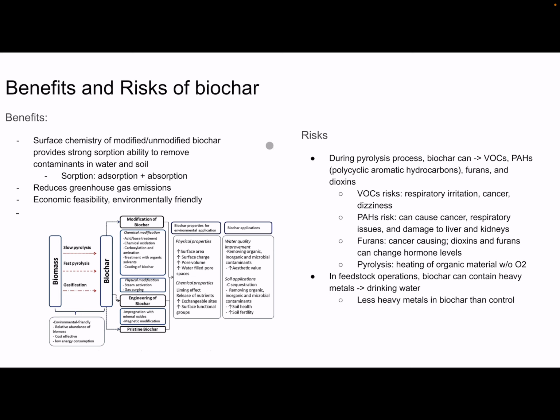This slide talks about the benefits and the risks of biochar. So the benefits are that it's pretty environmentally friendly, as we all know. It definitely reduces greenhouse gas emissions, and it is really good at what it's supposed to do. So it's able to just hold on to those contaminants and not let them seep through. But there are some risks. During the pyrolysis process, which is essentially the process where biochar is made by heating organic material without oxygen, it can turn into volatile organic compounds or polycyclic aromatic hydrocarbons, among other things, and these can have negative health effects. So it's just something to keep in mind when it's actually being made.